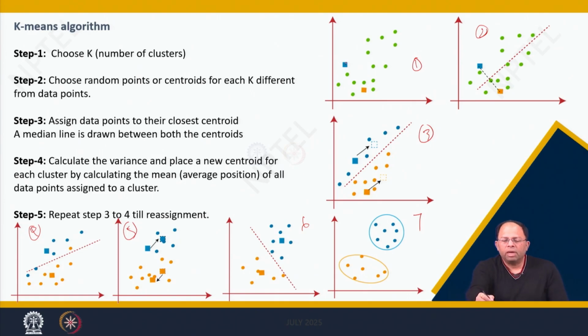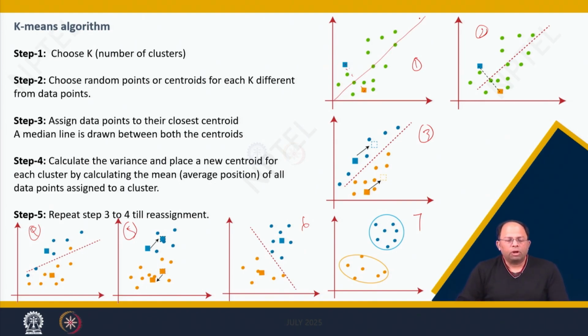So you see this is 1 point and this is 1 point, right. Then choose random points or centroids for each of the k clusters, different from the data points. So we add these 2 centroids randomly, right. Now we assume them to be centroids, although actually they are not. The next step is that we join these 2 centroid values and draw a perpendicular bisector of that, right.